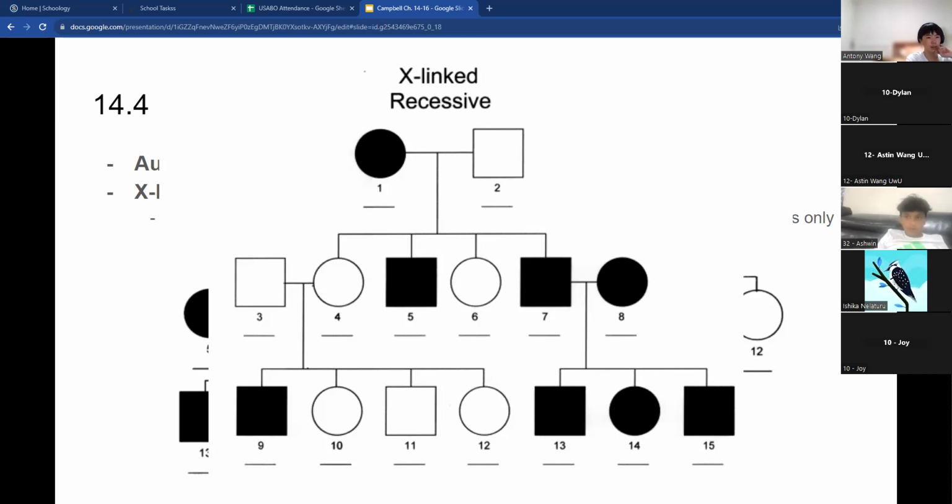Remember when I mentioned before, males only have 1 X chromosome. That means that if they have a single X-linked recessive gene, then they will be affected by this condition. As you can see here, there are 5 affected males and only 3 affected females. Generally, if you see X-linked recessive, you should think differences in sex, because if it's X-linked recessive, the males will be affected more.